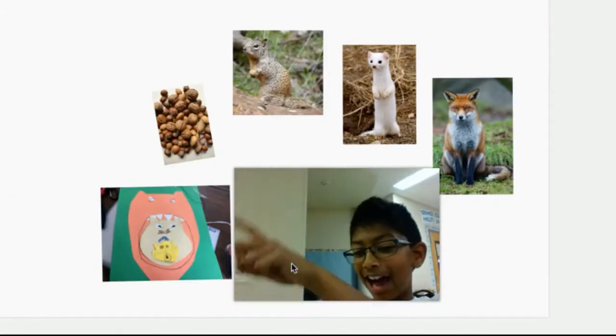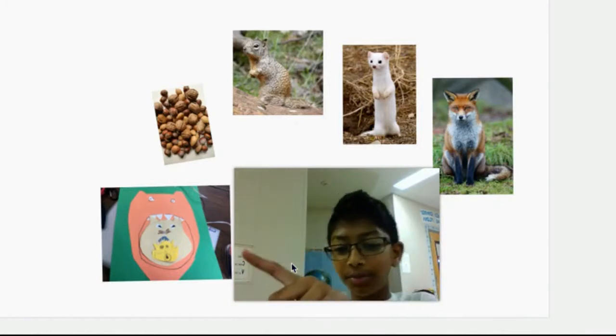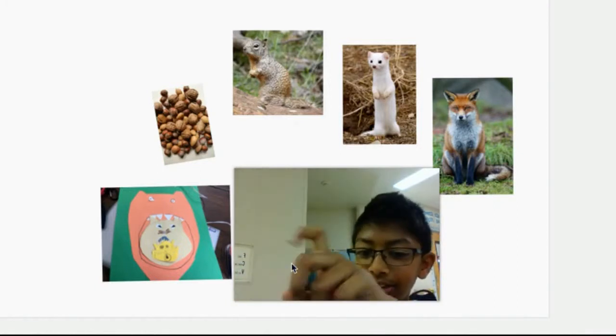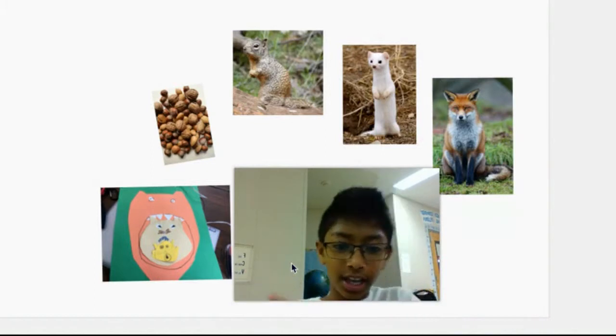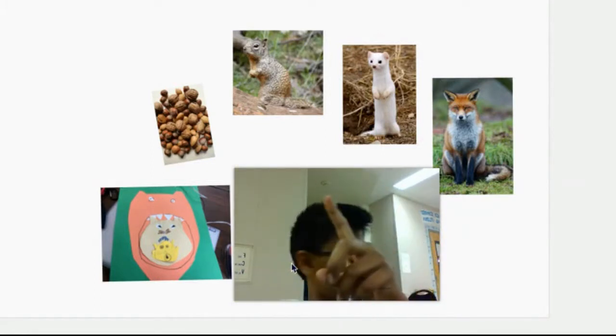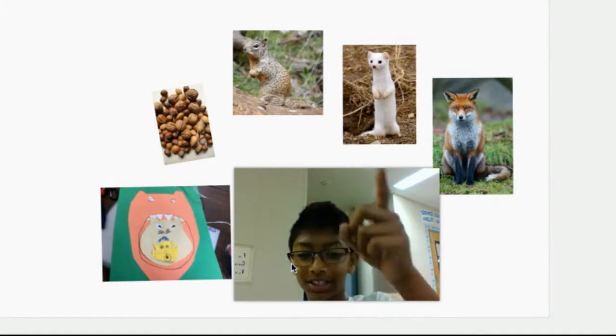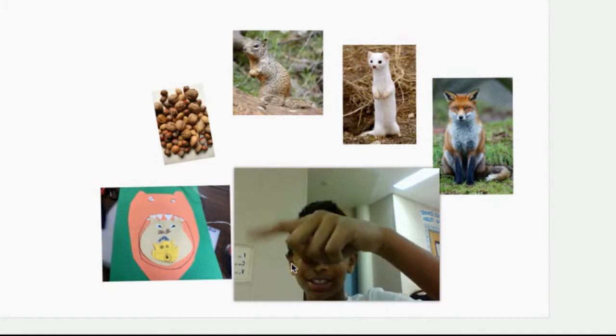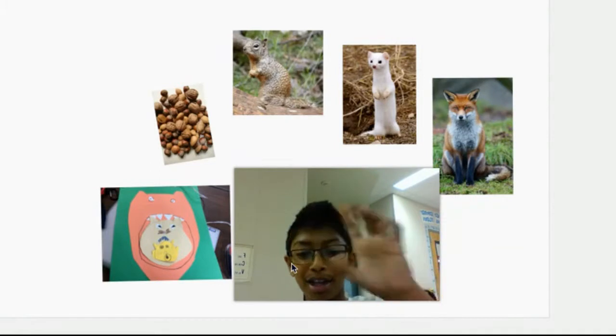You like my art? The orange thing that's feeding the thing is the fox eating the weasel, and then the weasel eats the squirrel, and then the squirrel eats the nuts. So that's basically my art.